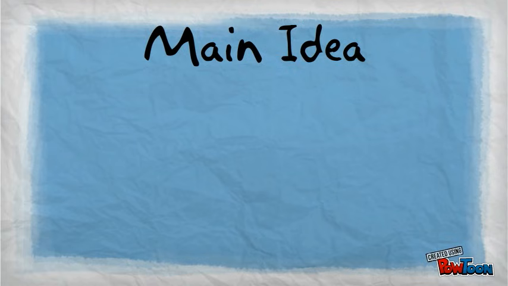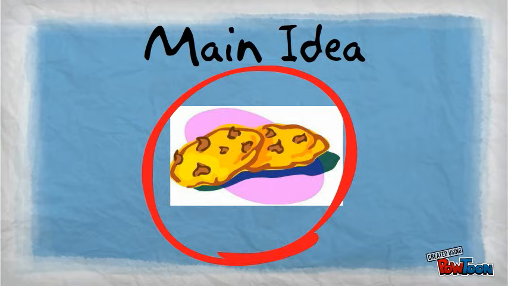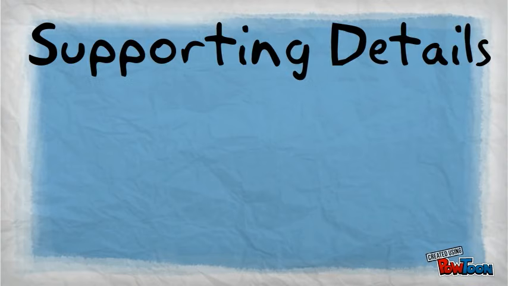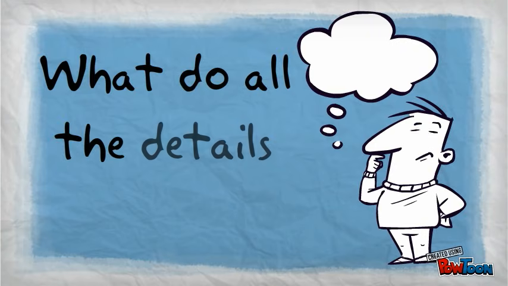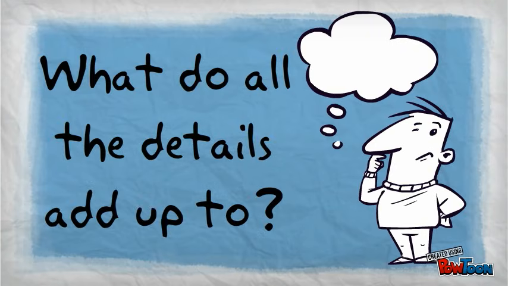By now, we all know or have been taught that main idea is what a text is mostly about, or it's the most important point the author is trying to tell us about the topic. We also know that supporting details tell more about the main idea. As we read, we should think about what all the details tell us about. Then we can add up all those details to figure out a main idea.